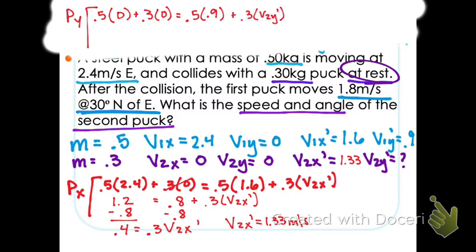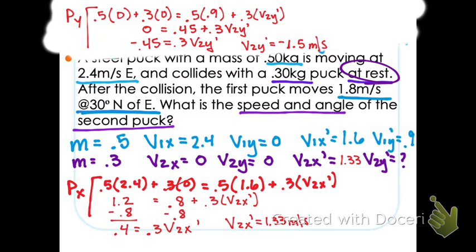So we're going to have 0 on the left, 0.45 plus 0.3 v2y prime. I'll subtract that 0.45 over, so that gives me negative 0.45 equals 0.3 v2y prime. And that gives me a v2y prime of negative 1.5. Okay, and does that kind of match the expectation we had for that object? Moving east and south, yeah, okay.